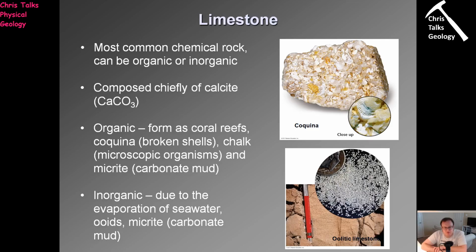Now, in terms of inorganic ways of getting calcium carbonate, we can get it through the evaporation of seawater. We can get it through calcium carbonate precipitating directly from seawater onto something. And we can also get it, once again, in the form of micrite, which is sometimes called carbonate mud, which, as you just saw, can also be formed by organic processes.